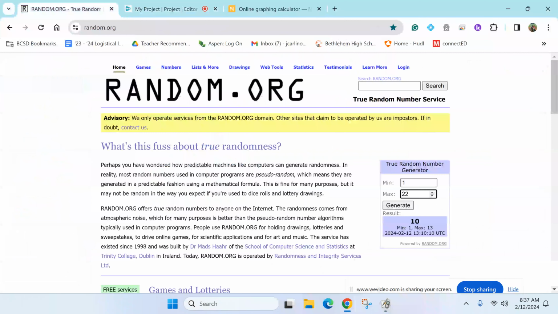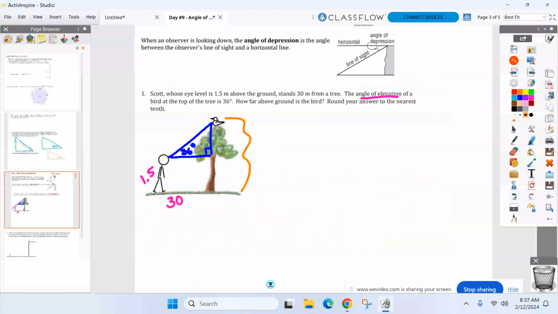All right, let's turn it over to you guys. Do we know a side length? Vinny, do you know a side length? Yeah. What side? Adjacent one. Yep, go ahead. It's 30. Good, I like your vocab. This is 30 right here, his distance from the tree. Good, Vinny, yep.